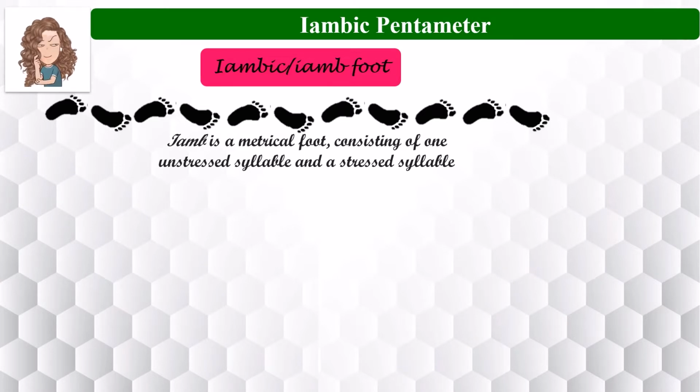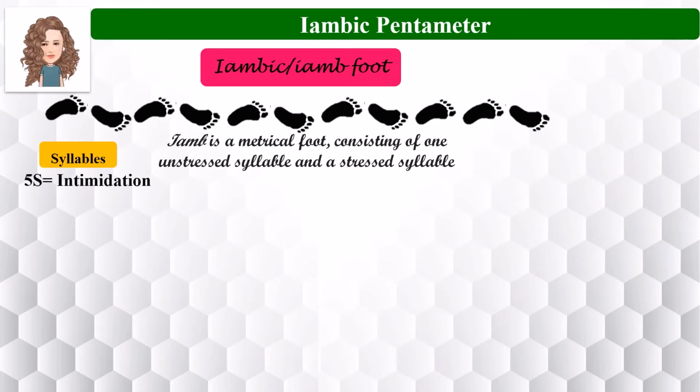To understand this, one should be clear about what syllables are. In any language, a word is made up of small meaningful units known as syllables. For instance, the word intimidation is made up of small units such as in-tim-i-da-tion, and this word consists of 5 syllables.